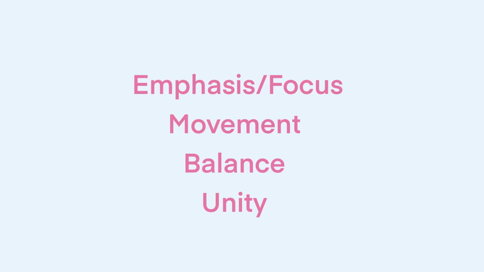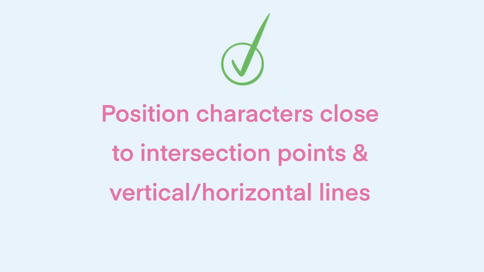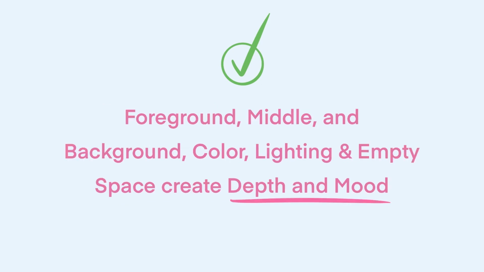To summarize, rule of thumb is used to create emphasis, balance, unity, and movement in a composition. Always keep your characters close to the vertical and horizontal lines and intersections. Foreground, middle ground, background, empty space, color, and lighting reinforce mood and structure in your illustrations.